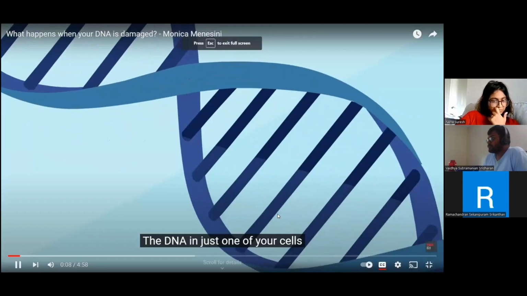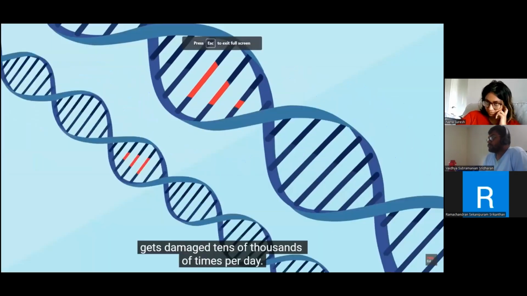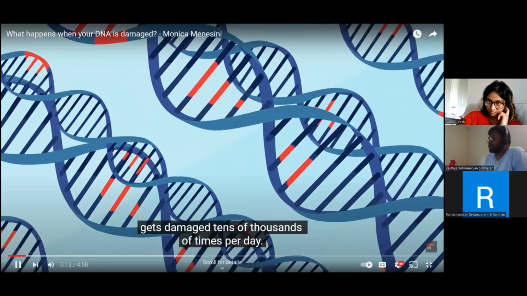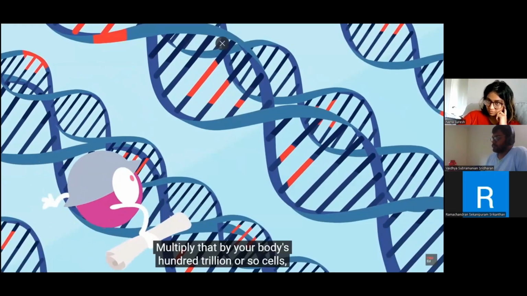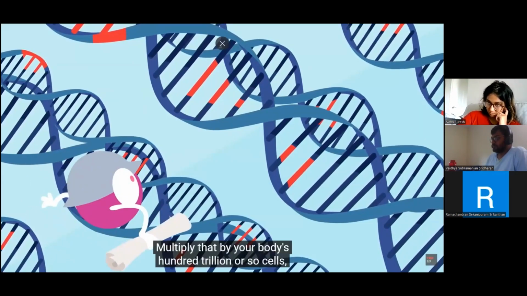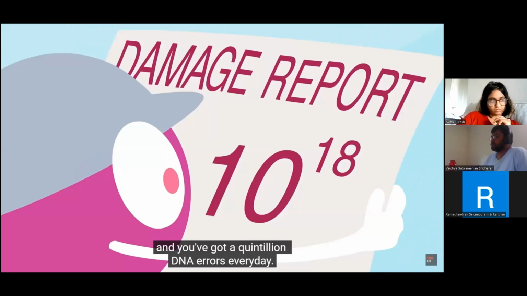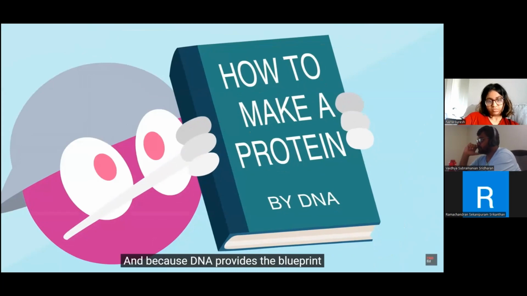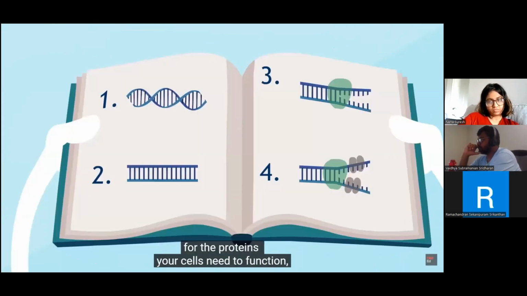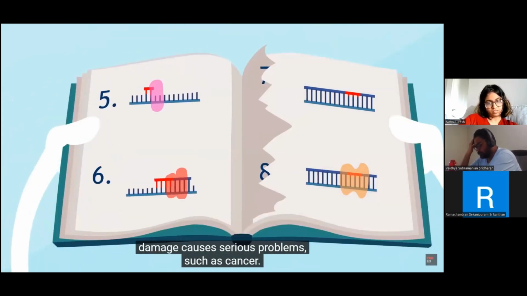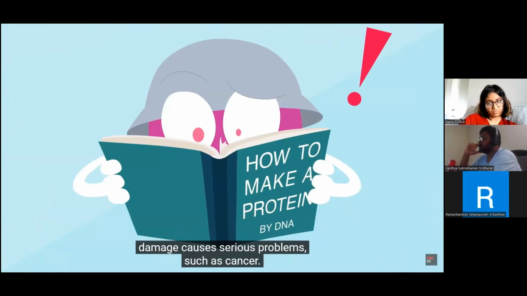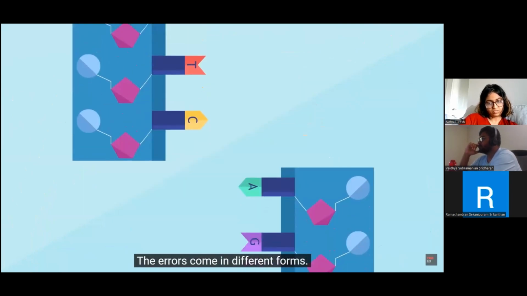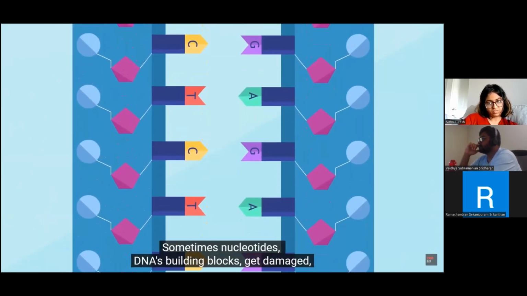Just one of your cells gets damaged tens of thousands of times per day. Multiply that by your body's 100 trillion or so cells, and you've got a quintillion DNA errors every day. And because DNA provides the blueprint for the proteins your cells need to function, damage causes serious problems, such as cancer. The errors come in different forms.